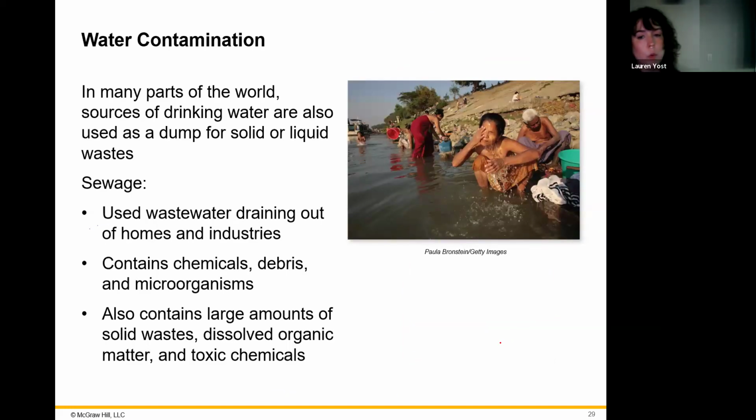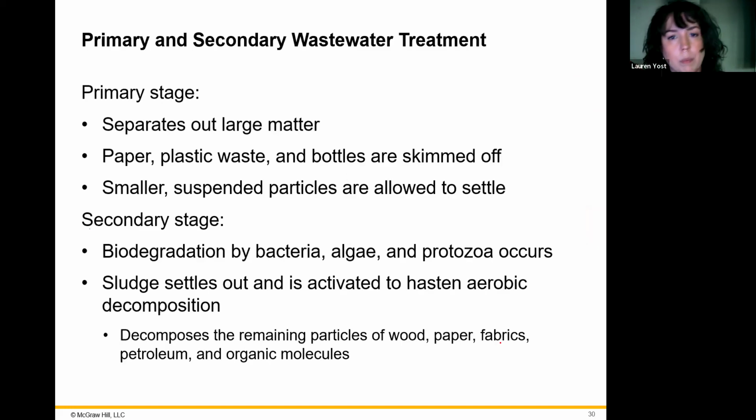So in quite a lot of the world, your drinking water is also going to be used as your dump for your solid or liquid waste. So your sewage, unfortunately. So what is sewage? It could be used wastewater. It's going to be containing chemicals, debris, and microorganisms associated with poop and stuff like that. And then there's a large amount of solid waste, dissolved organic matter, and toxic chemicals that can be associated with sewage as well.